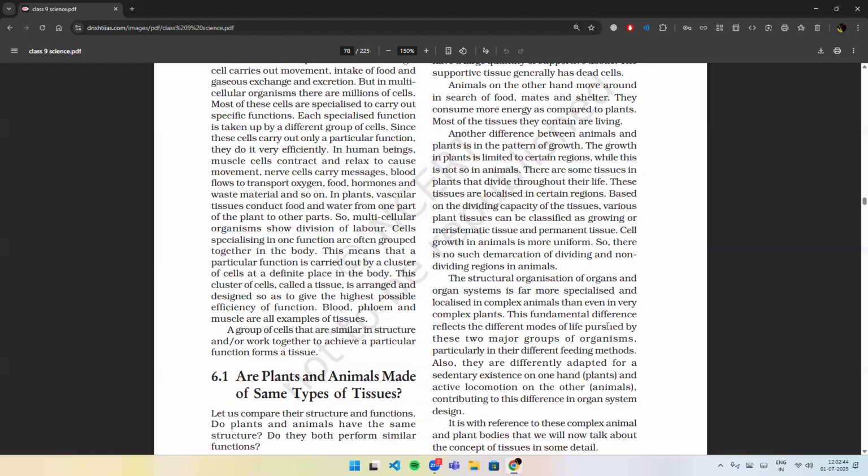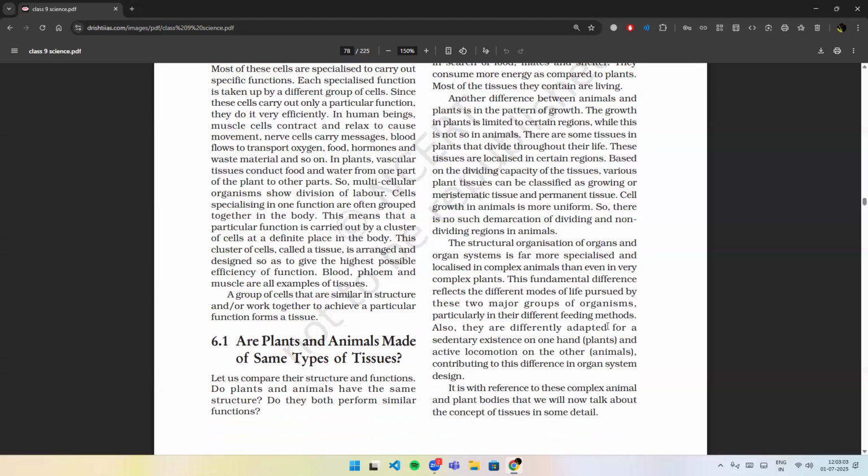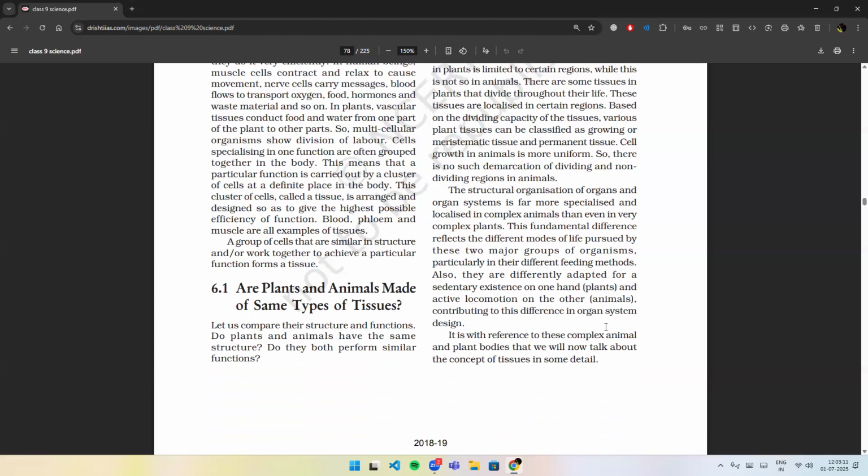There are some tissues in plants that divide throughout their life. These tissues are localized in certain regions. Based on the dividing capacity of the tissues, various plant tissues can be classified as growing or meristematic tissue and permanent tissue. Cell growth in animals is more uniform. So, there is no such demarcation of dividing and non-dividing regions in animals.